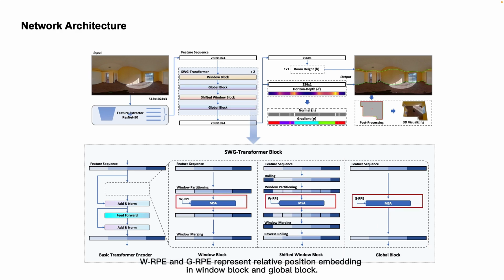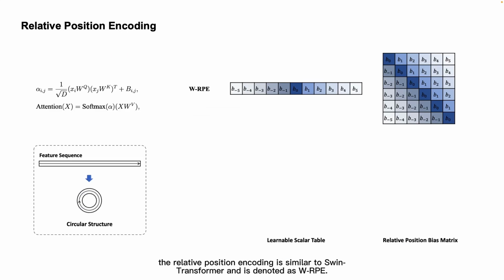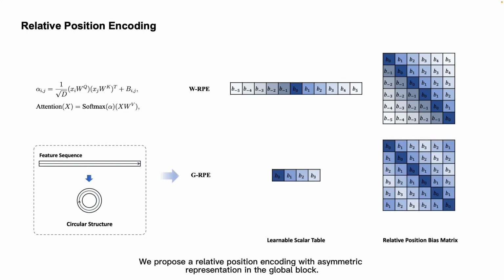In the figure, WRPE and GRPE represent relative position embedding in the window block and global block. In window blocks, the relative position encoding is similar to the SWIN transformer and is denoted as WRPE. But to correspond to the circular structure of the global panoramic sequence, we propose a relative position encoding with asymmetric representation in the global block.